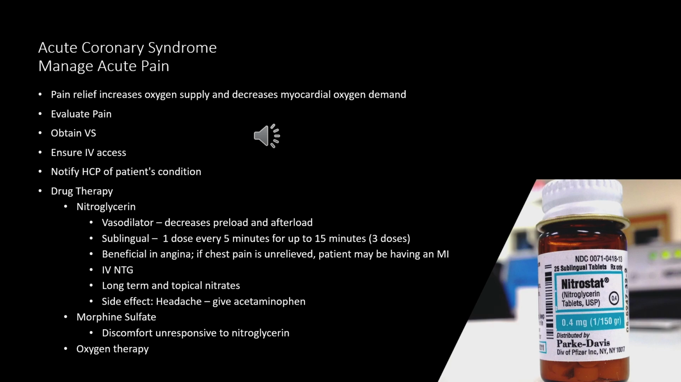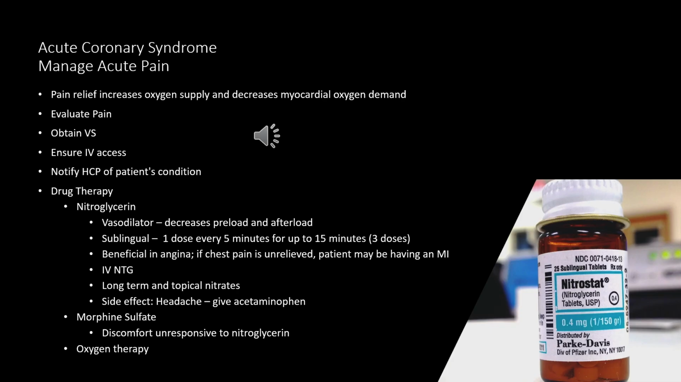Our next drug that we can use is morphine sulfate, or just morphine. And this is for pain that's unresponsive to nitroglycerin. Morphine works because it decreases pain, as well as the myocardial oxygen demand, and it decreases the cardiac workload. Morphine relaxes smooth muscle, and it reduces catecholamine release, which is a stress response.